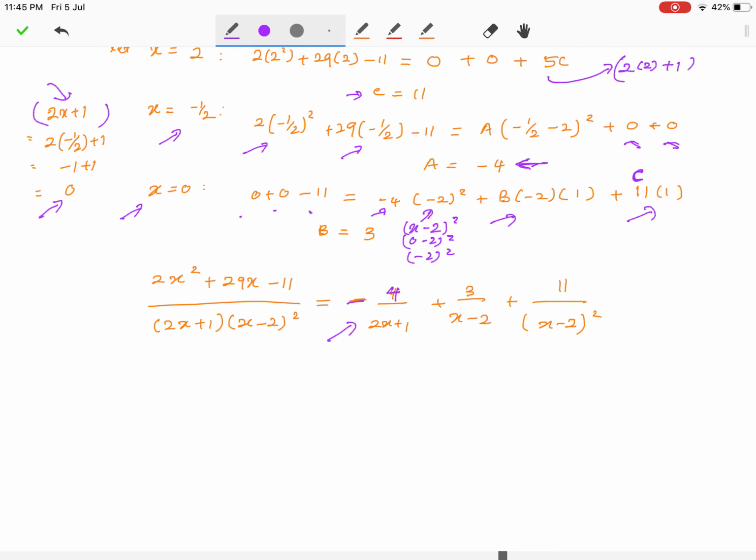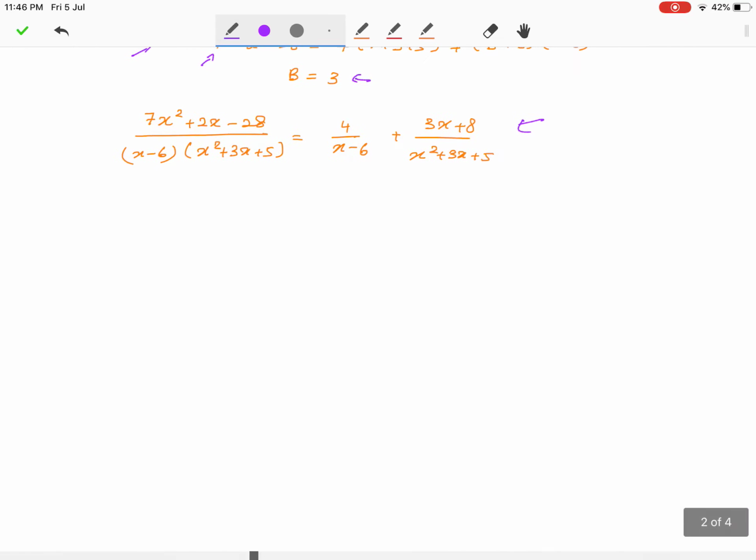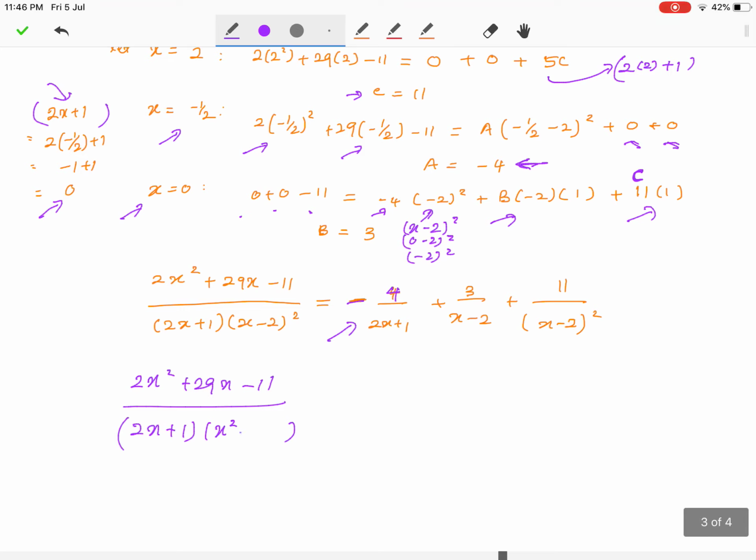In the second video I wrote down something and erased it, but I would like to keep it in the third example as well. So let's say you have this: 29x minus 11 over 2x plus 1, and x squared plus 3x plus 5 squared.